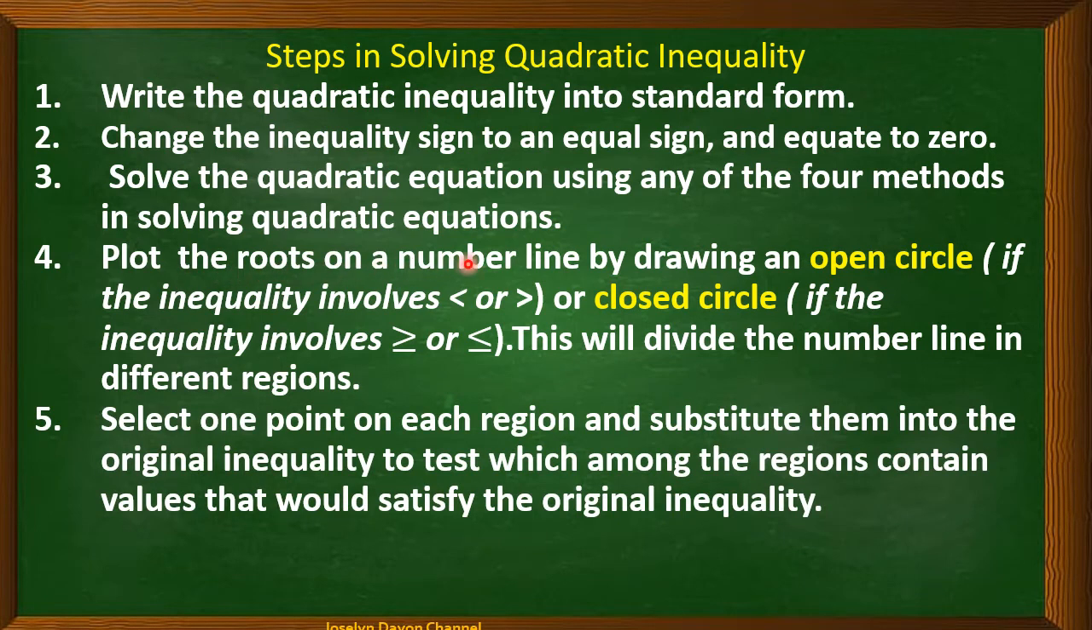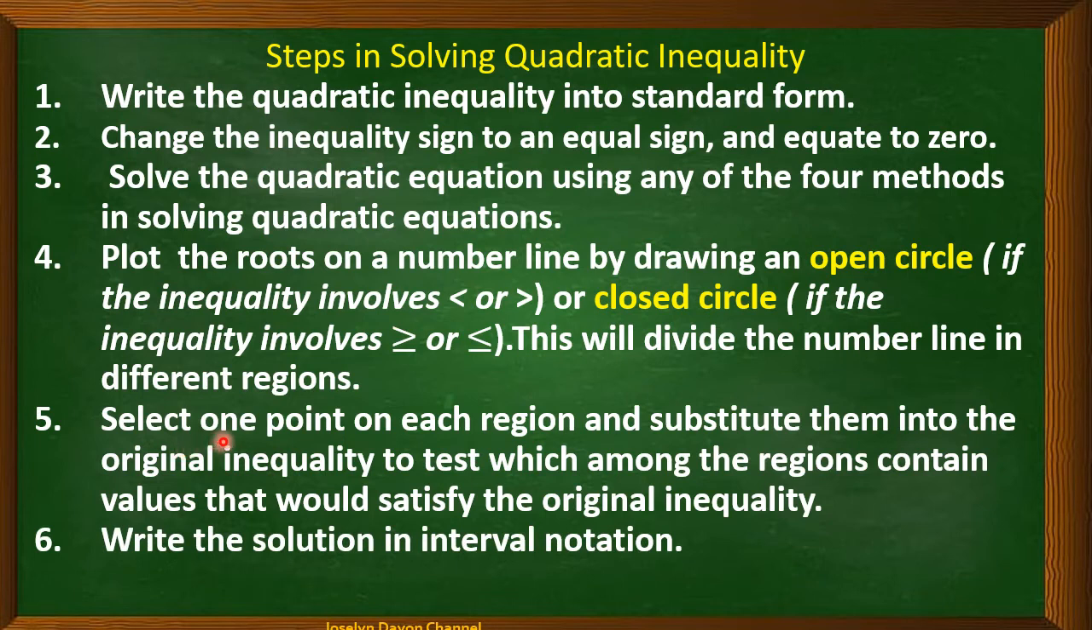Fourth, plot the roots on a number line by drawing an open circle or hollow circle if the inequality involves less than or greater than, or a closed circle or solid circle if the inequality involves greater than or equal to or less than or equal to. This will divide the number line into different regions. Fifth, select one point in each region and substitute it into the original inequality to test which among the regions contain values that would satisfy the original inequality. And last, write the solution in interval notation.